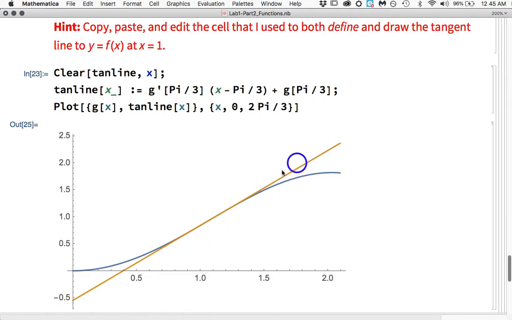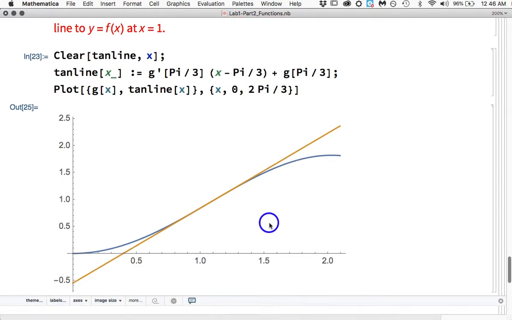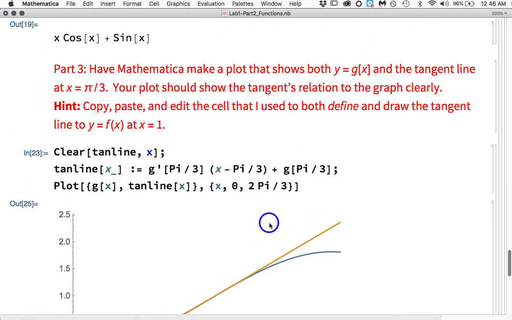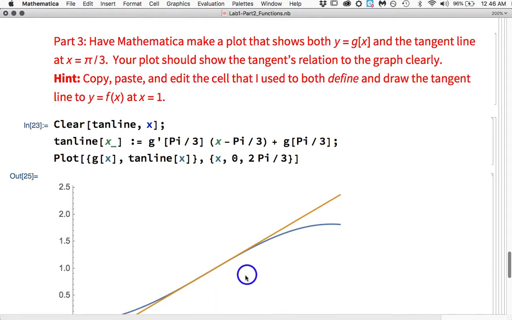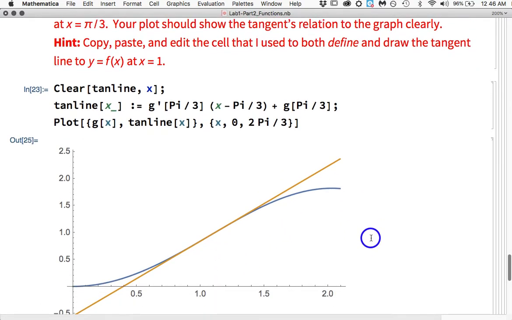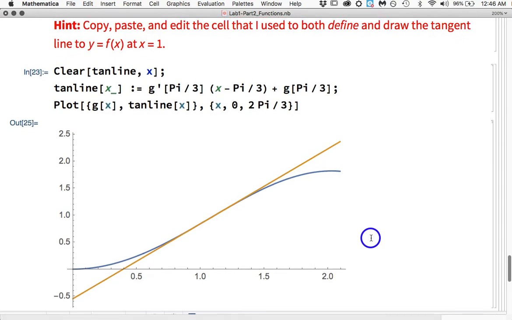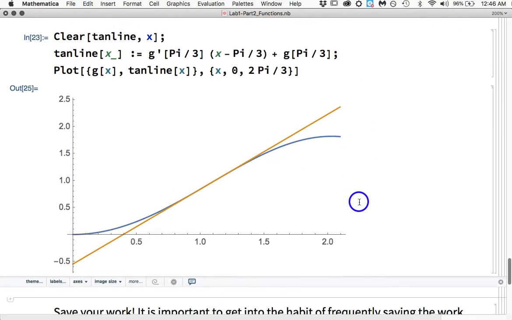And the neat thing about this plot is it's showing that the tangent line is crossing the function. And what that actually is saying is that pi over 3 is an inflection point for the function x times sine x. I can pick that up visually. I would never know that right off the top of my head without this graph. So now what am I doing?